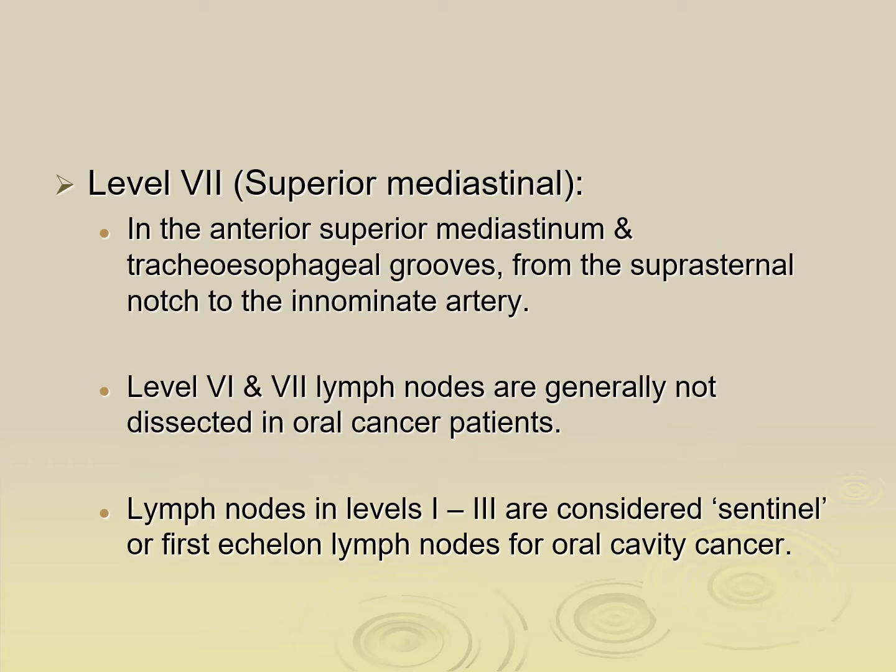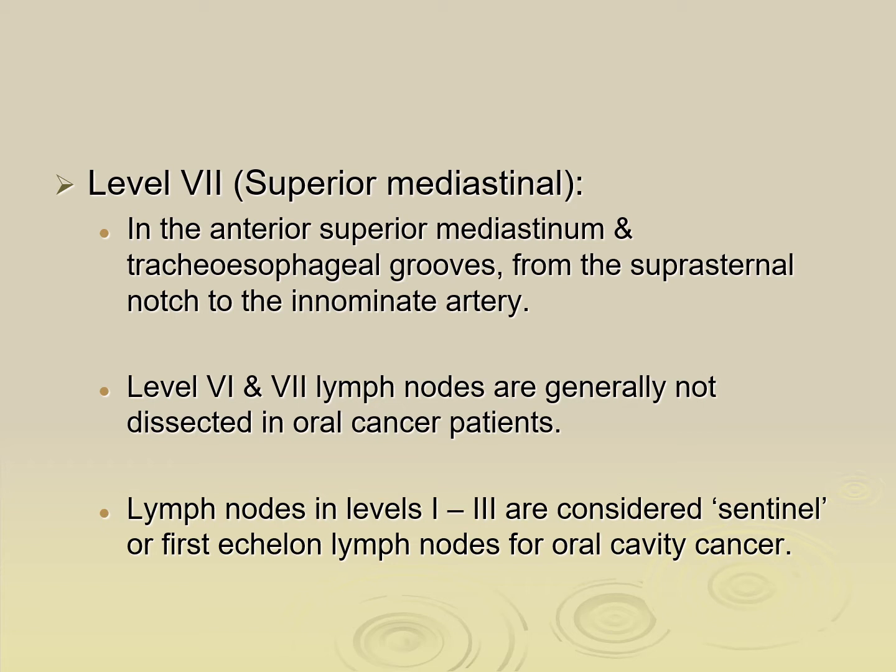Level 7 is in the anterior superior mediastinum, along the tracheoesophageal grooves, from the suprasternal notch to the innominate artery. So mostly level 6 and level 7 lymph nodes are not generally dissected in oral cancer patients. They are mostly affected in cancers of the trachea or the thyroid gland.